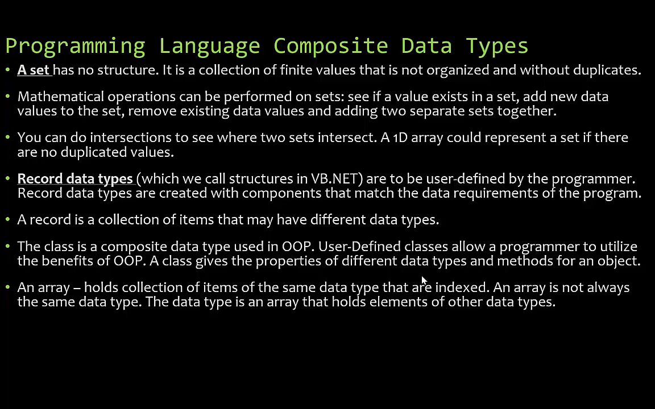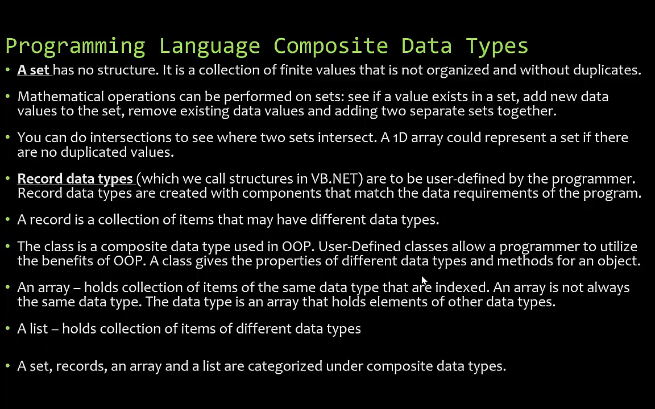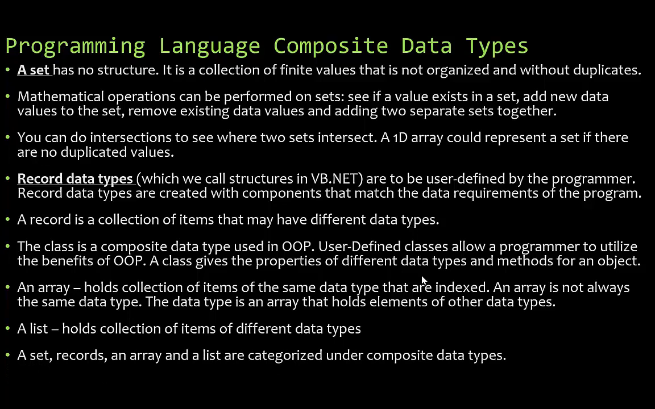A lot of times students will say, well, an array, if you set it as a set of integers, it refers to one data type. An array is the data type, and it holds elements of other data types. You can have an array of integers, an array of strings, an array of Boolean values. You can do whatever you want, but it's not always going to be the same. A list holds a collection of items of different data types. A set, records, an array, and a list are categorized under composite data types. So if they ask you for examples of composite data types, you can pick a set, which allows you to do mathematical operations.